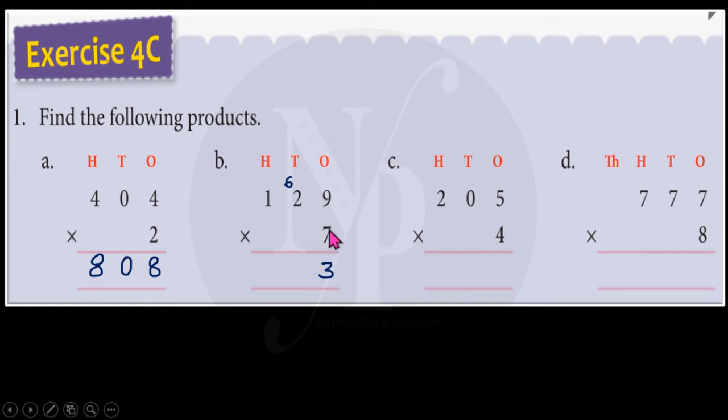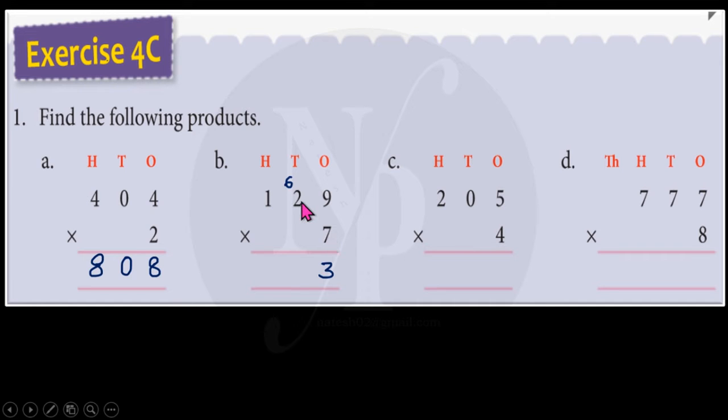What we did now? We multiplied 9 by 7 and we know that 7 nines are 63. So 63 cannot be written in ones column. So what we do, we regroup 63 as 6 tens and 3 ones. 3 ones are written in ones column and 6 tens are carried forward to the tens column. Now we multiply the digit at tens column, that is 2 by 7, and to that product we add the 6 tens. Let us do that now.